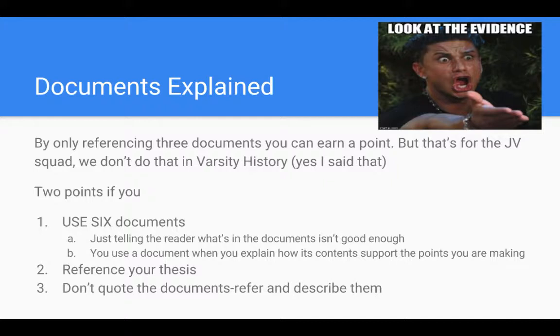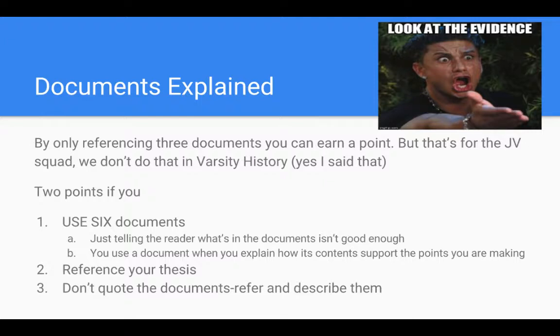So by only referencing 3 documents, you can earn a point. But as I hear, that's for JV, and we don't do JV. This is varsity history. Yes, it's AP. We are in varsity history, and that's what I said. Okay, you get 2 points from doing the following. You make sure you use 6 of the documents, but if you can use all of them, use them. You need to make sure you use at least 6 documents.